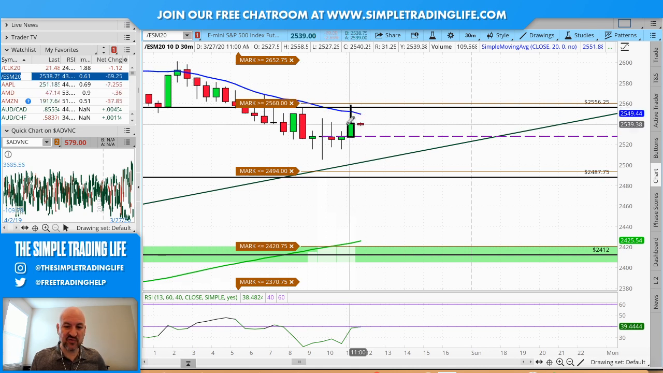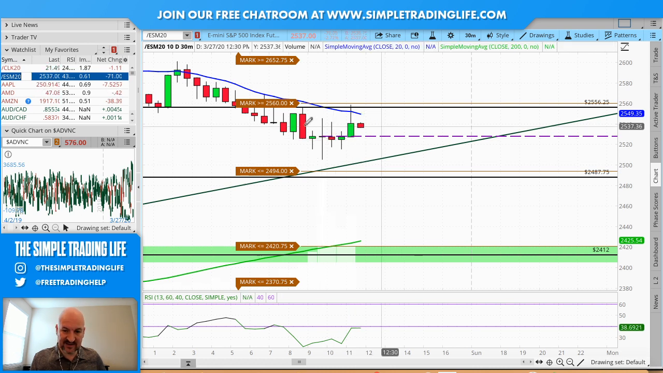This is not a true shooting star. If you took this body, the wick is not 2 to 3 times bigger, but it obviously shows that we caught resistance up in here and sellers came back in and pushed it down. Sellers pushed it down. Now here in this doji, buyers pushed it up.